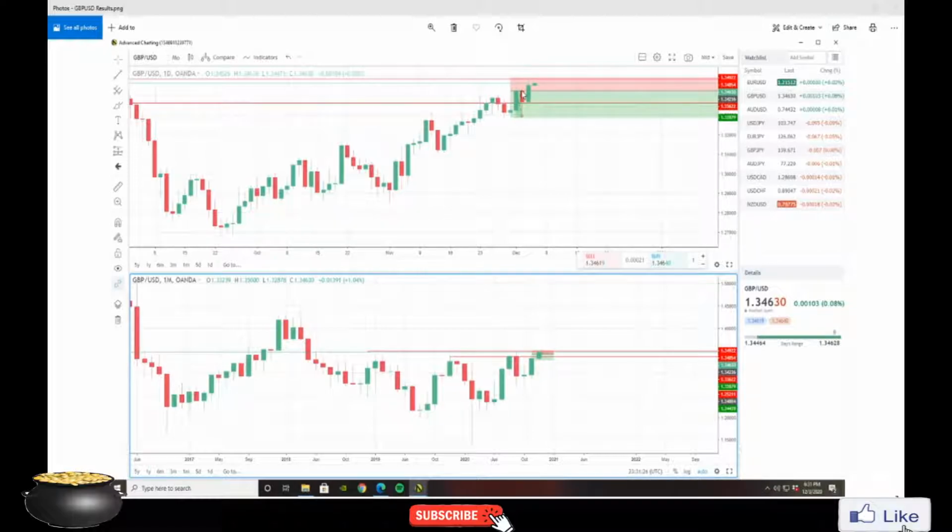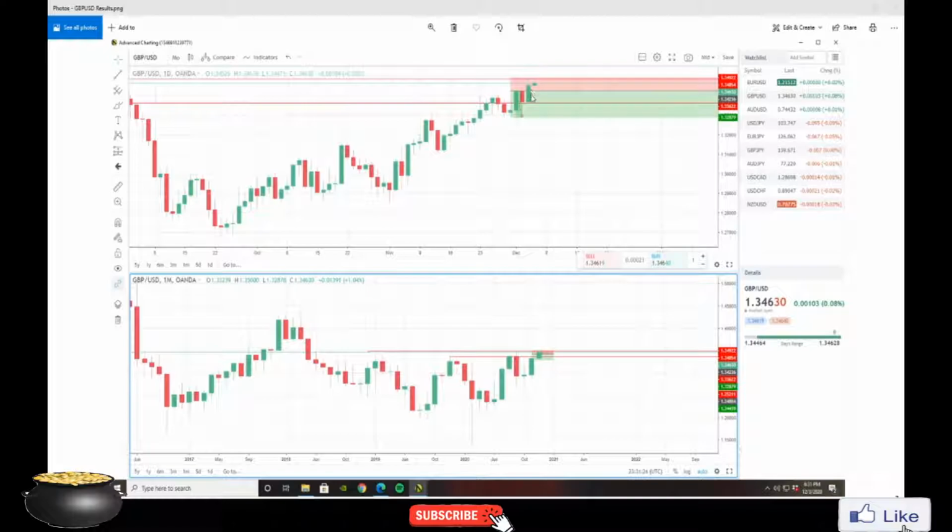During this day it shot down and it was a few cents away from my take profit. Literally point something pips away from hitting my take profit. But it did a little pullback and then it rallied back up. It didn't hit my take profit, but it triggered my stop loss. So I lost $20.82 on that trade.